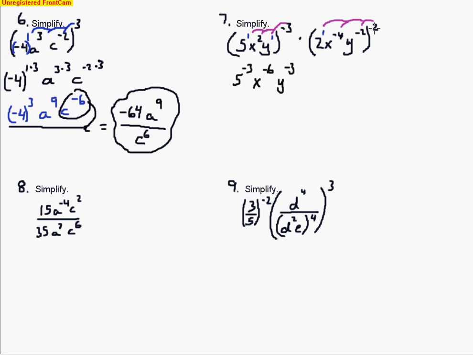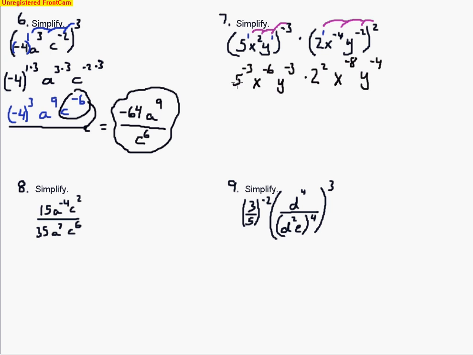Do the same thing on this part. 2 to the second power. 1 times 2 makes 2. And then x to the negative 8, because negative 4 times 2 makes negative 8. And then y to the negative fourth, because negative 2 times 2 makes negative 4. So from this point, we can go ahead and collect some terms with the same bases.